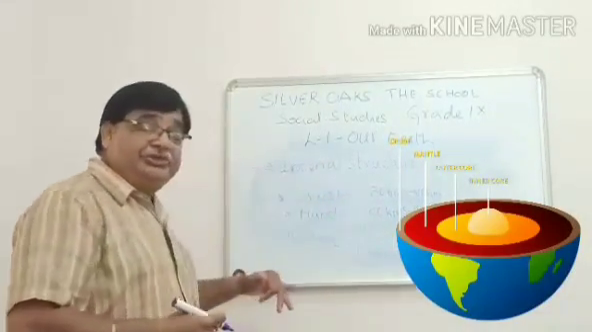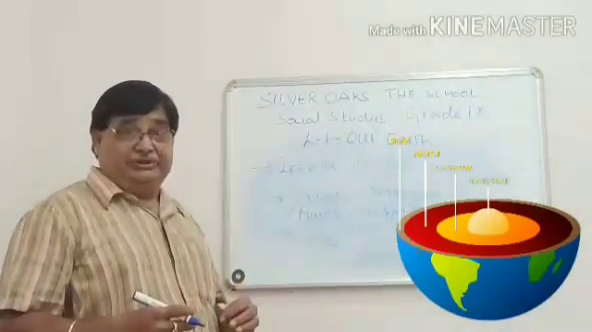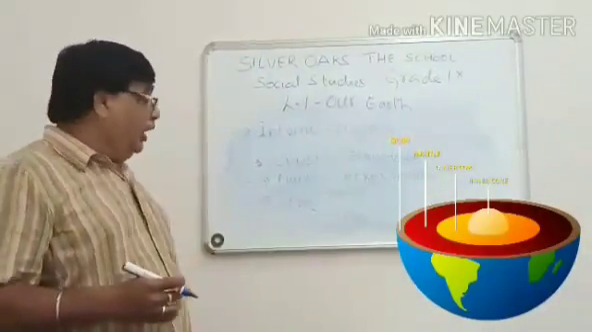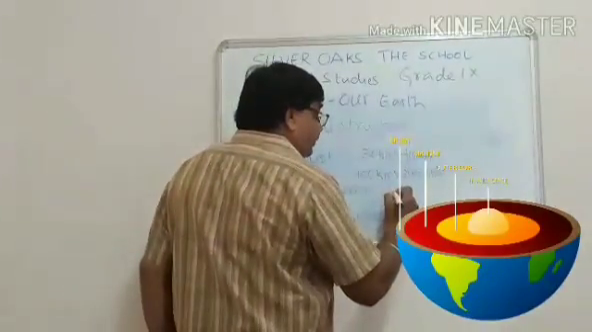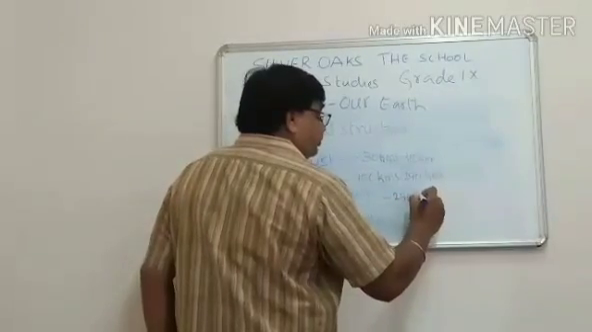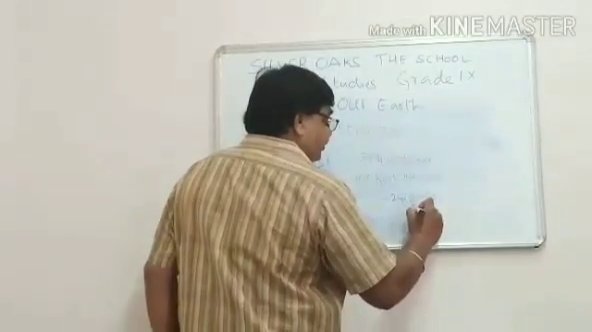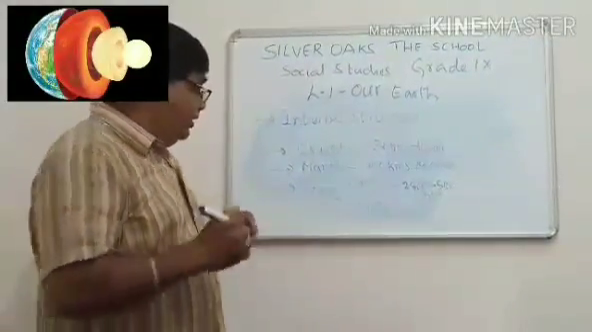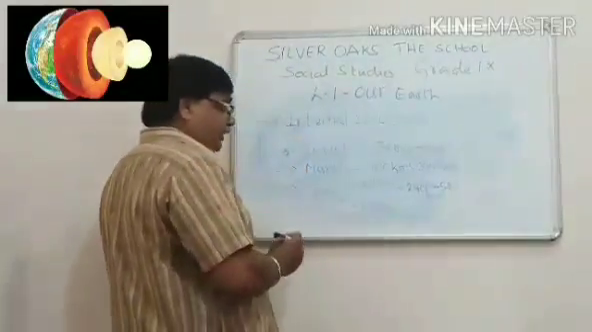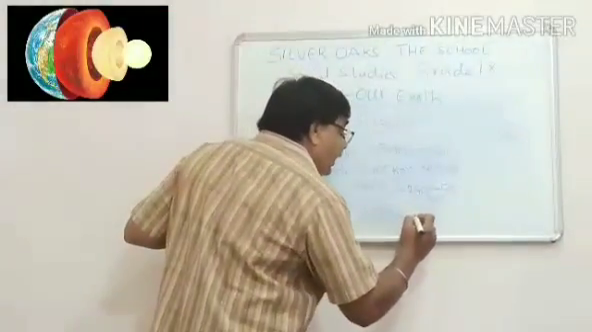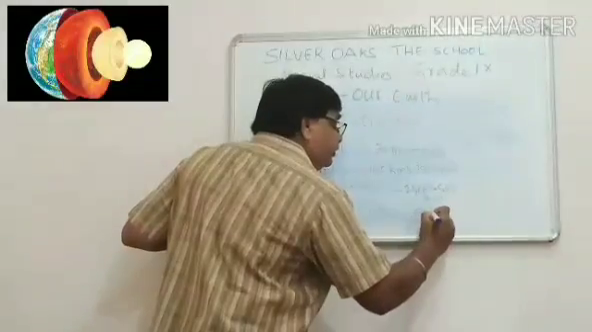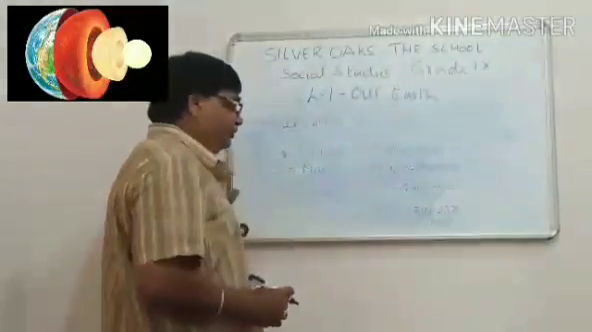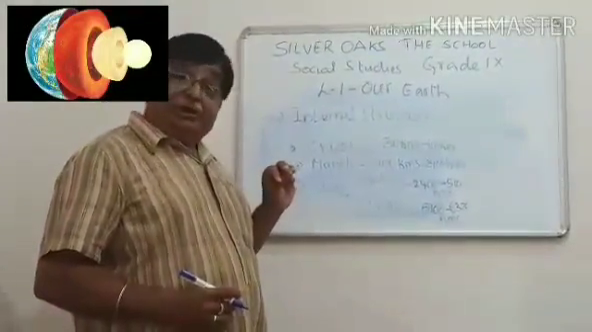And let us discuss the innermost layer of our earth, which is divided into outer core and inner core. The outer core's thickness is from 2,900 kilometers to 5,100 kilometers. It mainly consists of minerals like iron and nickel. And the innermost layer, that is the inner core, has a thickness from 5,100 kilometers to 6,706 kilometers. It mainly consists of heavy metals, including gold.